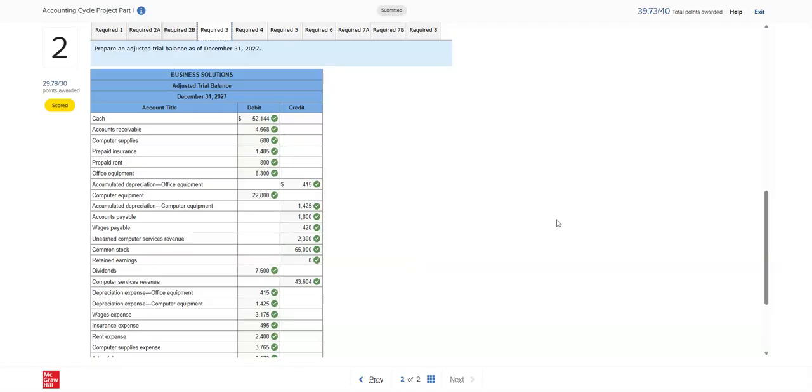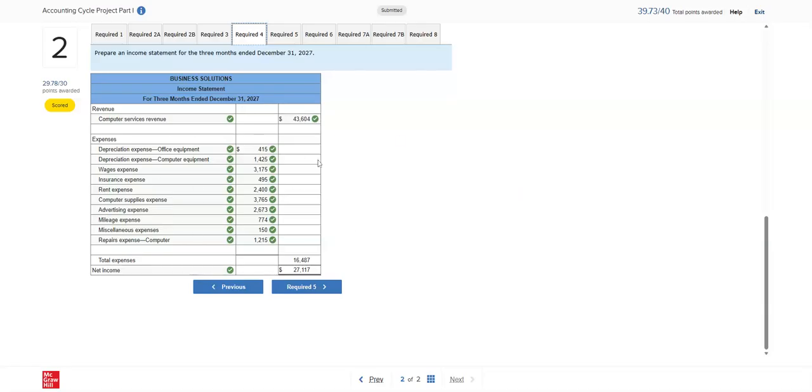The first statement is the income statement, which is right here, which shows the company's revenue and expenses for the period and determines whether the company earned a net income or incurred a net loss. In this example, computer service revenues were $43,604, and total expenses were $16,487. Those expenses included wages, rent, depreciation, advertising, supplies, and other operating costs. Subtracting expenses from revenue resulted in a net income of $27,117.